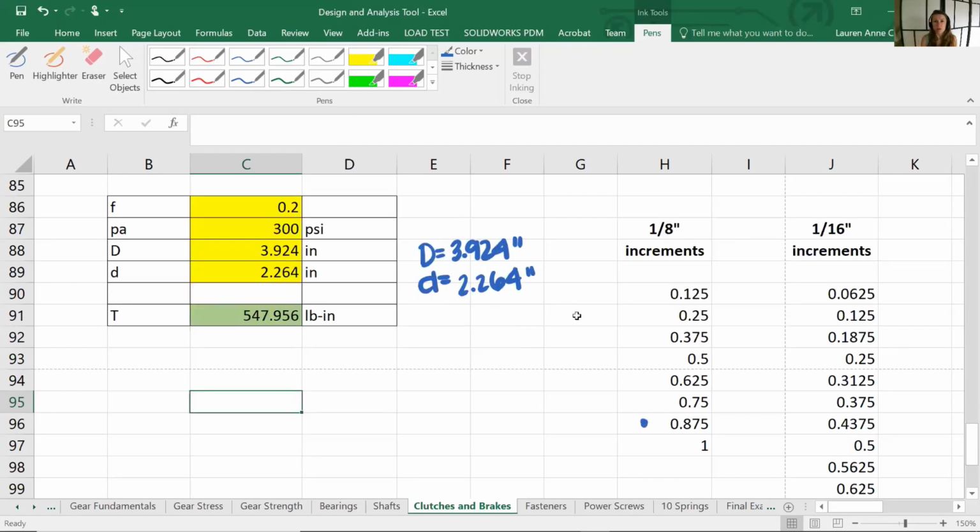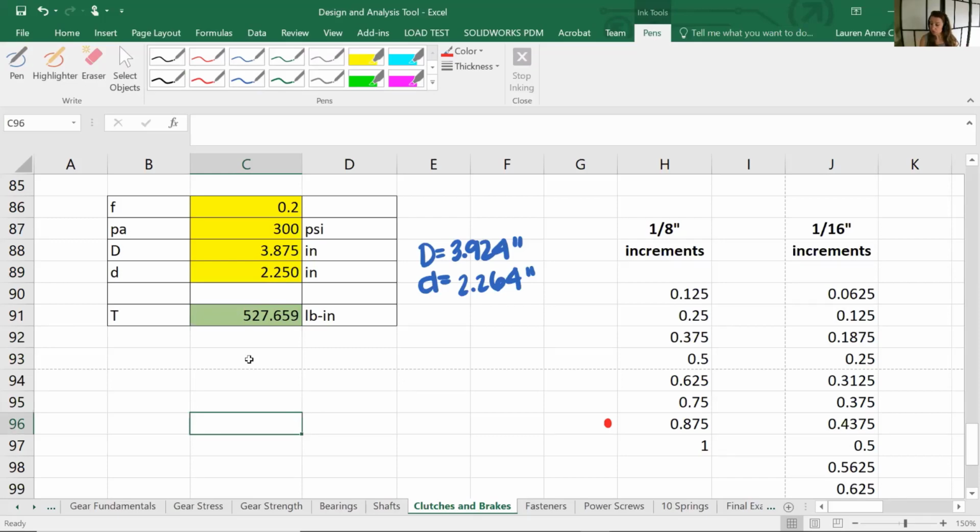So now I'm going to round big D and little d to the nearest 1/8 inch. So 3.924 is closer to 3.875 than it is to 4 inches. So that's what I'm going to use for big D, 3.875. And then 2.264 is closer to 2.25 inches than it is to 2.125 inches. So that's what I'll use for little d, 2.25.